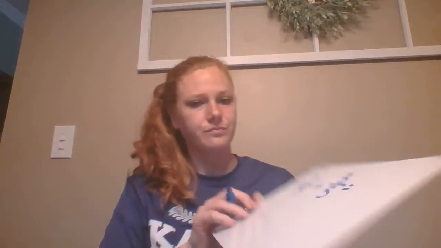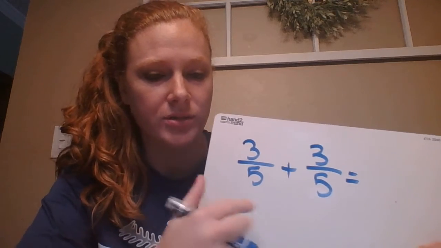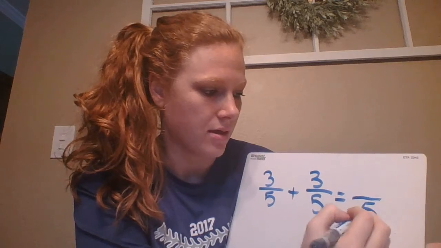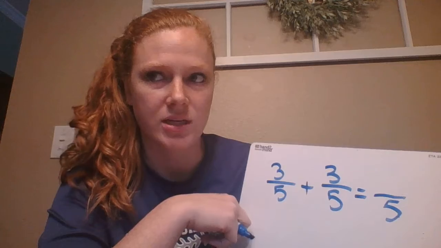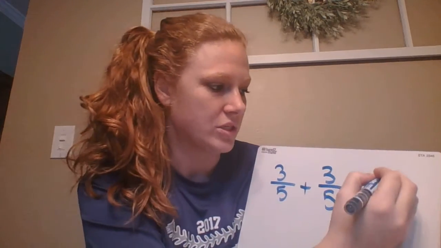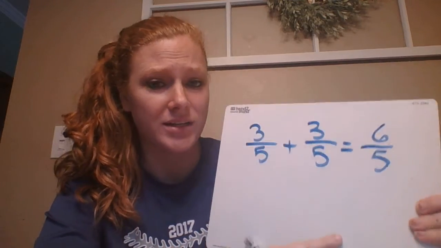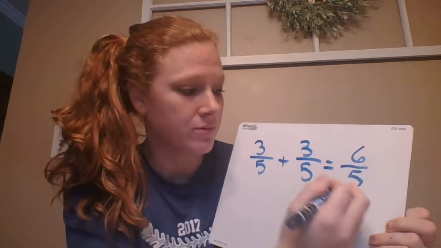Our next problem that we're going to do is addition as well. We're going to do 3/5 plus 3/5. Once again, we have fifths on bottom, so our denominators are the same, so we're going to keep it the same. So I'm going to keep it as 5 on bottom. Next, I'm going to add the numerators together. So 3 plus 3, which is 6. Remember, we have to ask ourselves, is it bigger on top than it is on bottom? Right now it is, so that means it's an improper fraction, which means we must break it apart.